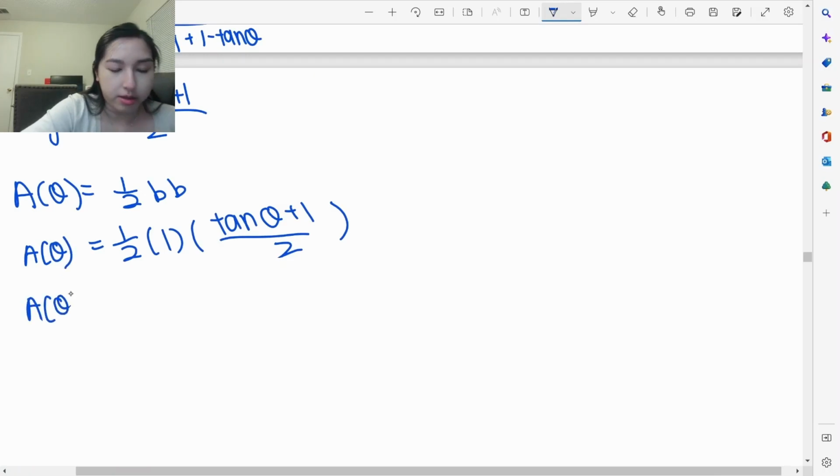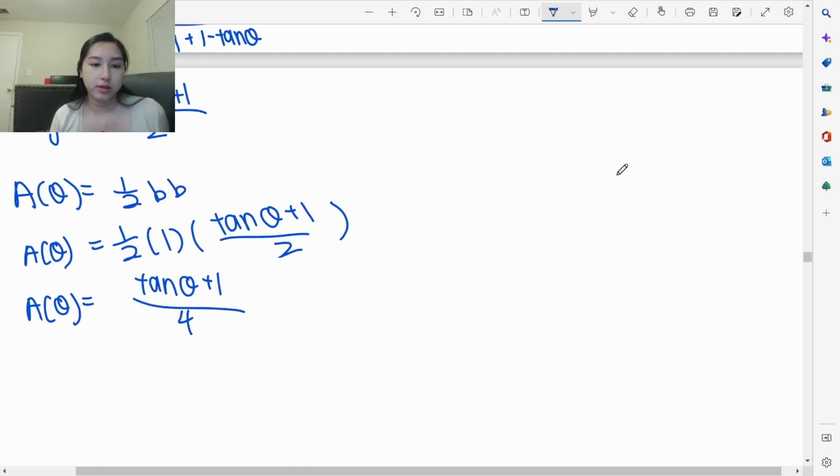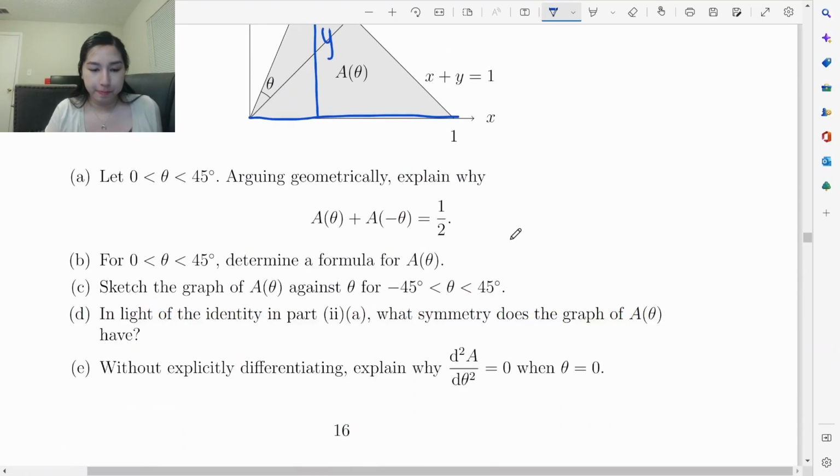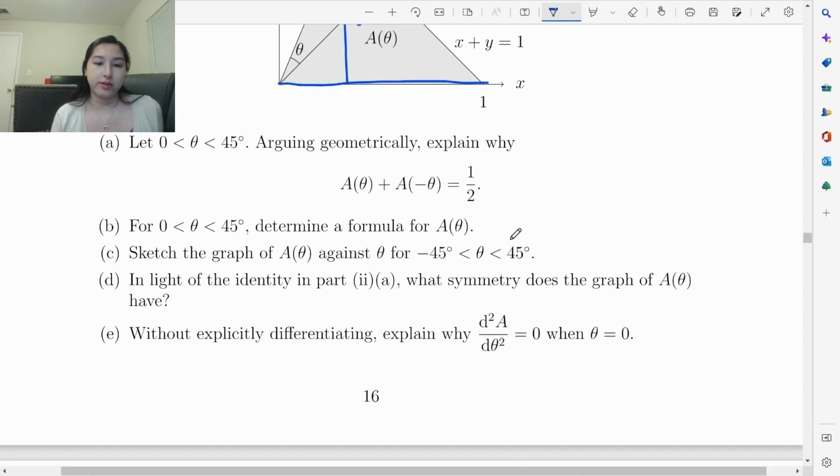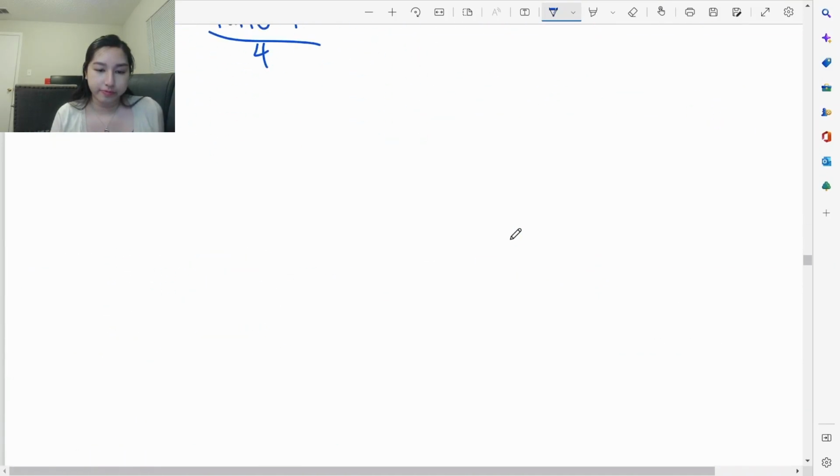And A theta would equal tangent theta plus 1/4. That's it. That's our answer for A. Sketch the graph. Great. It's a tangent graph.